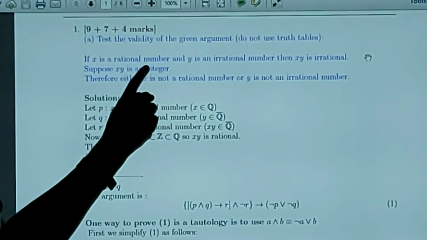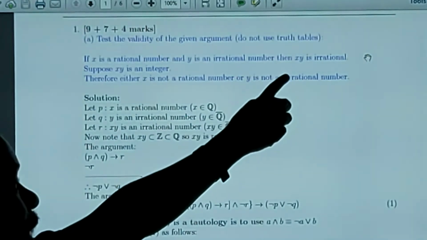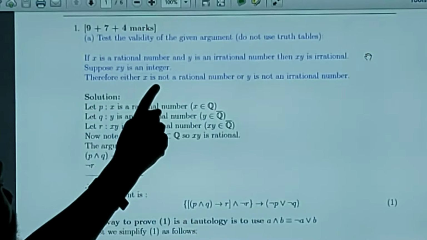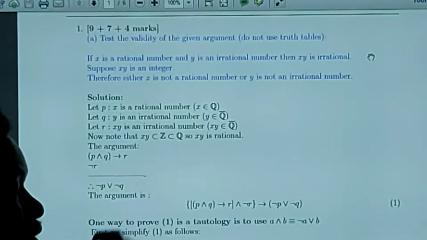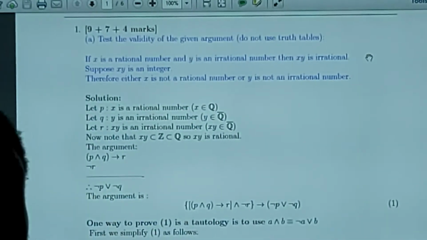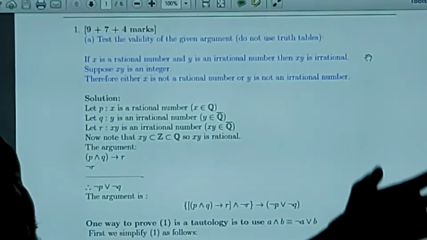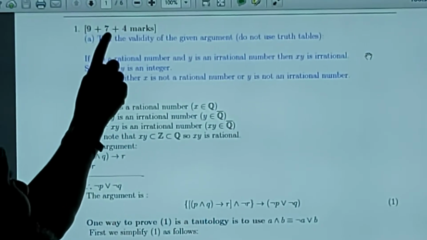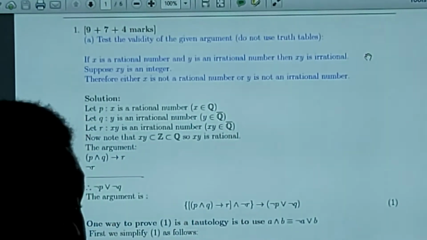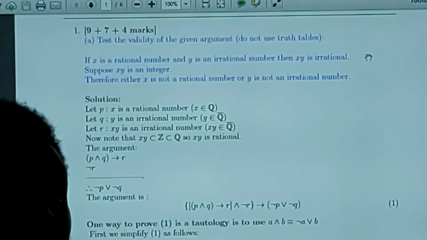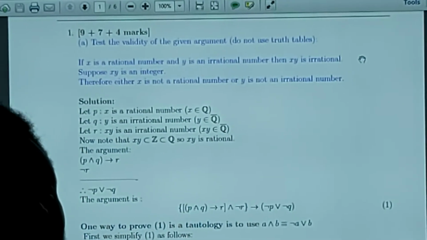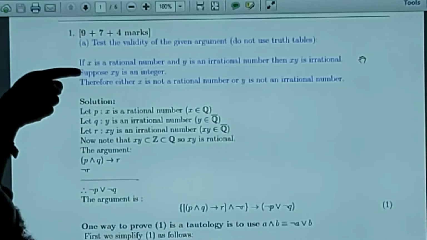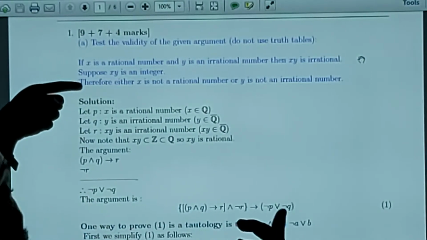If x is a rational number and y is an irrational number, then xy is irrational. Suppose xy is an integer. Therefore, either x is not a rational number or y is not a rational number. Now, for that question, the first thing you must do, if you check in the book, this section 1.6, 1.7, 1.8, that's the way I structured the exam, is formulate the argument. What are you testing the validity of? So basically this is P1, P2, therefore the conclusion.